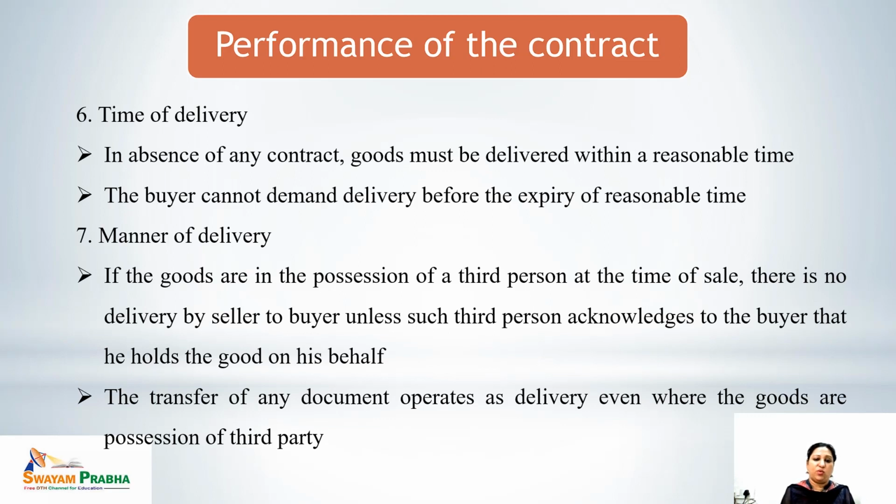Next point is time of delivery. Normally, it is delivered within a reasonable time. So, what is the definition of the reasonable time? It would depend upon the nature of the contract and the nature of the articles to be delivered. But in the absence of any contract regarding the time of delivery, the time would be a reasonable time. Or if there is a contract in which the time of delivery is mentioned, it would be before the expiry of that fixed period.